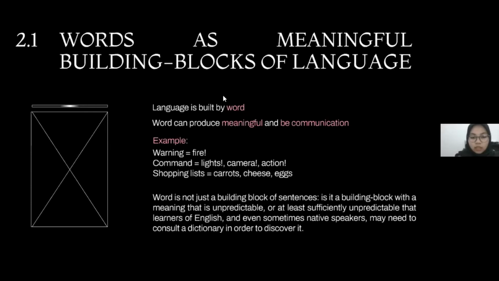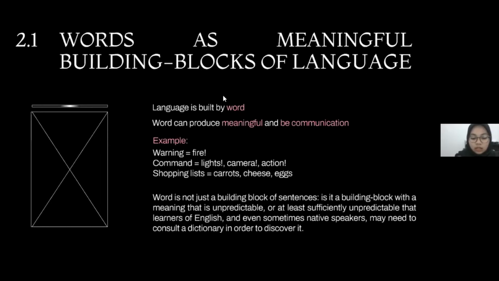Examples are warnings, like fire; commands, like lights, camera, and action; and a shopping list, like carrots, cheese, and eggs. When a word is combined with other elements, the meaning will also change.